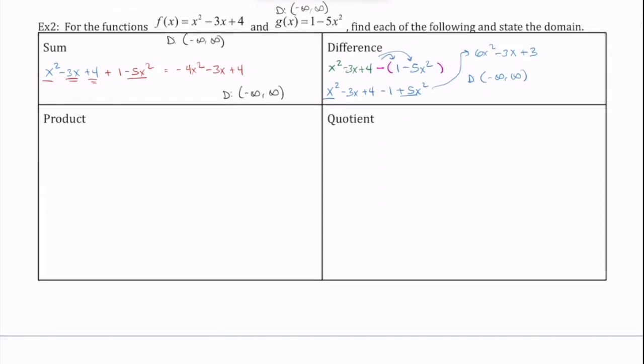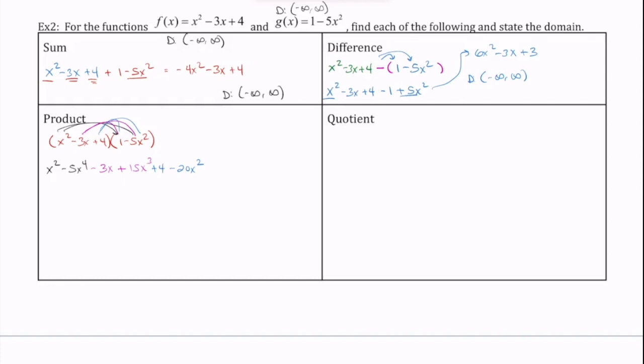So we got x squared minus 3x plus 4 times 1 minus 5x squared. All right, so now we got to do a little FOILing here, or distributing. We got x squared times 1 is x squared, minus 5x to the fourth. Okay, that's done. Then I'll do negative 3x times 1, negative 3x, plus 15x cubed, and one more, 4 times 1, plus 4, 4 times negative 5, negative 20x squared.